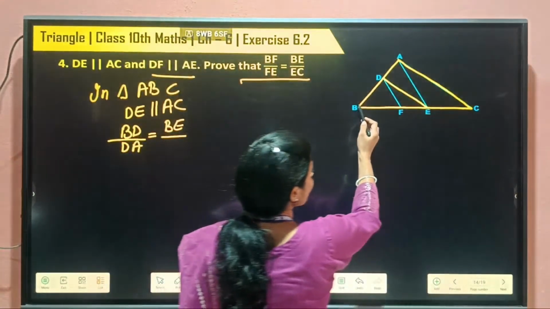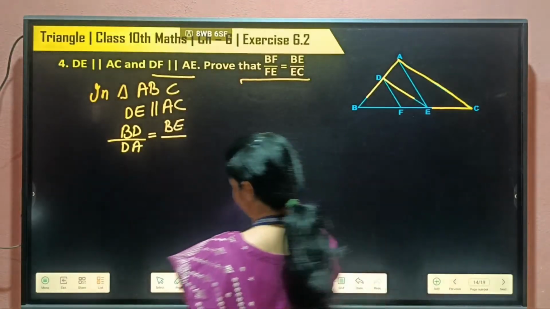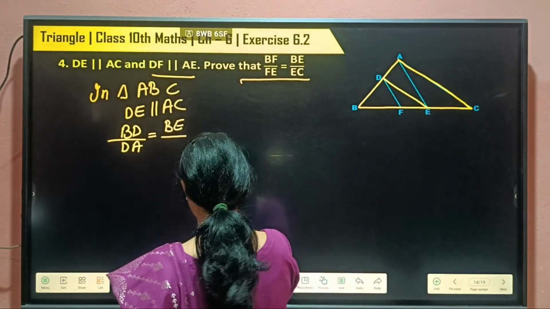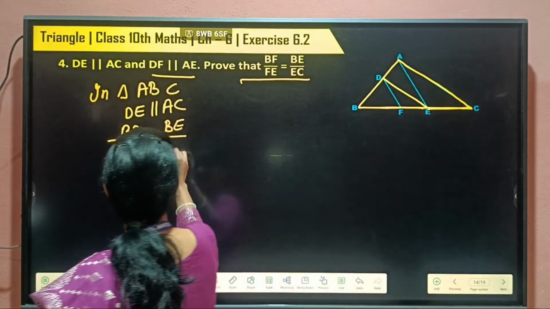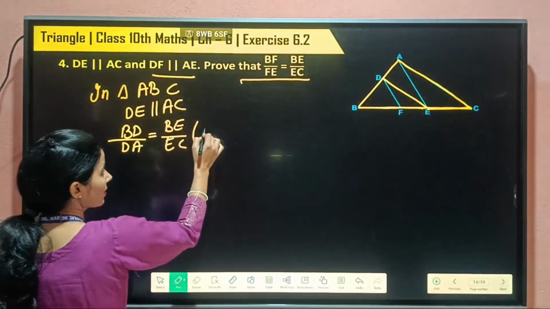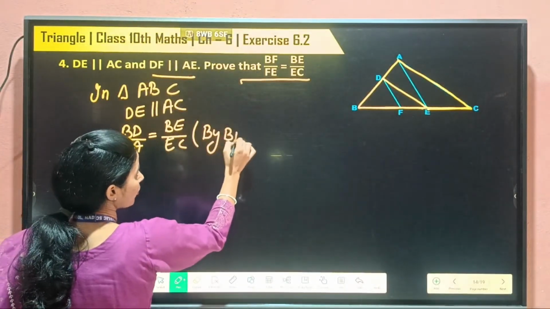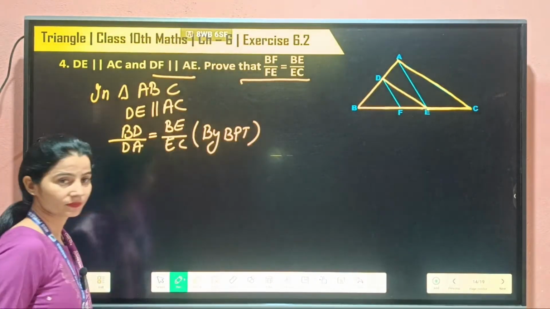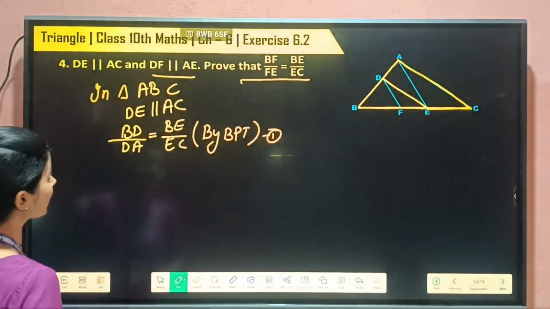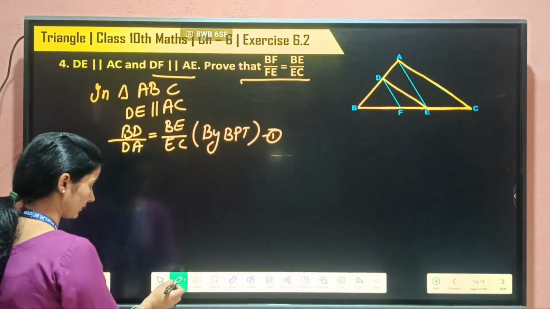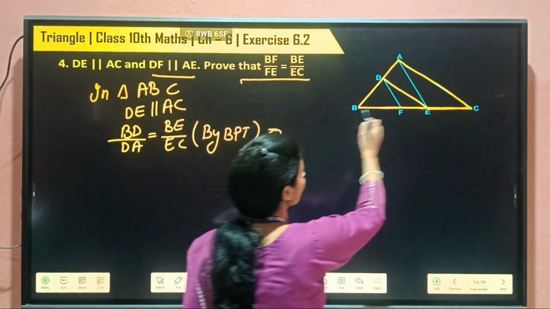BE by EC equals AC by... this is by basic proportionality theorem. Say equation number 1. Now, this DF is parallel to AE.